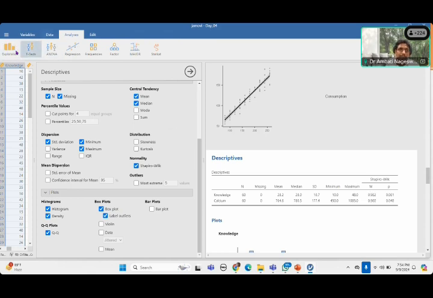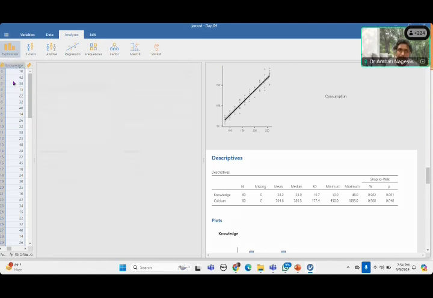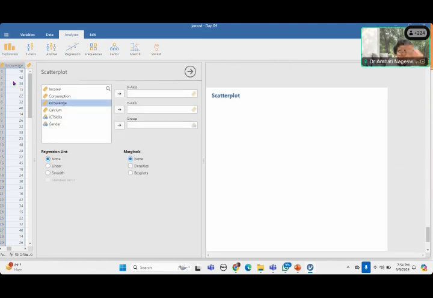Second, we have to check whether there is a linear relationship between these two variables or not. In order to understand whether there is a linear relationship, one has to take the help of a scatter plot. To conduct the scatter plot, go to Analyze, Explore. There is an option called scatter plot. Now here, it is asking for the x-axis and y-axis.